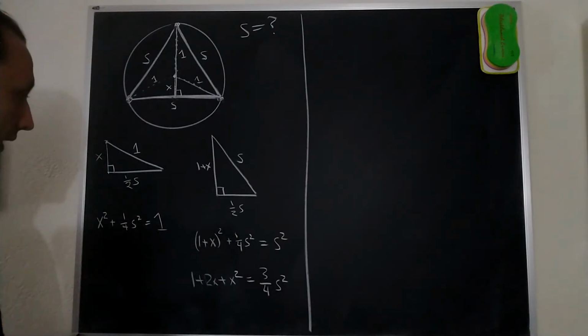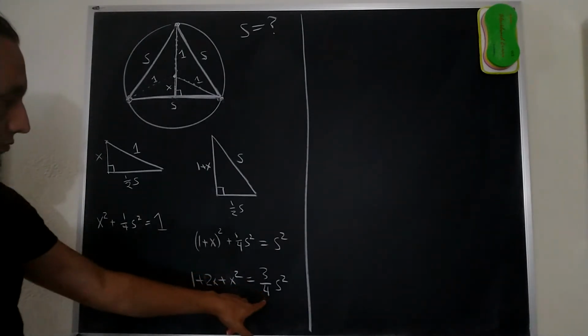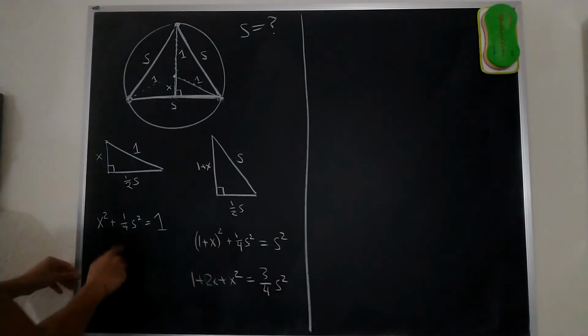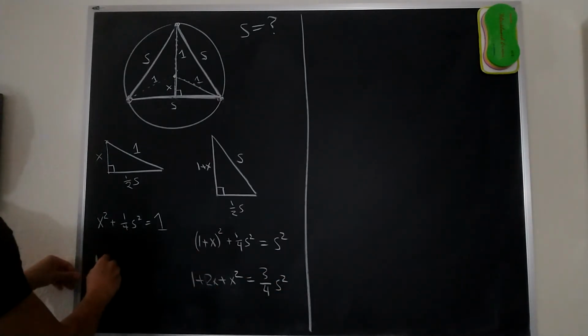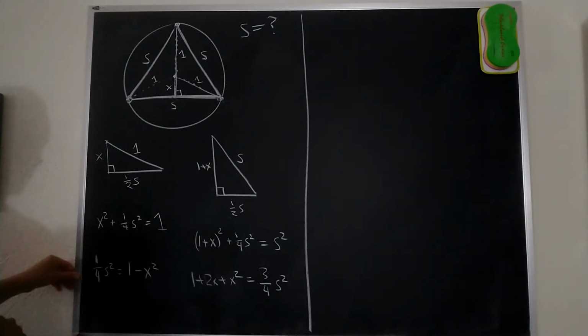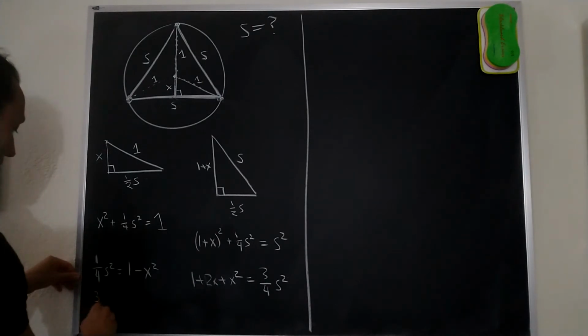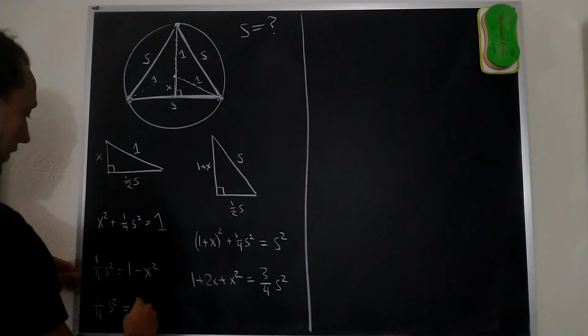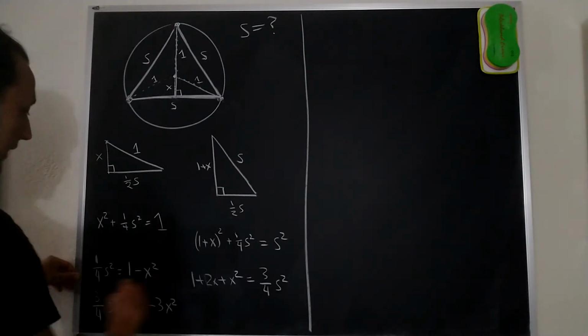So how can I do that? Well, look, I have 3/4 s squared over here. And if I look over here, I can isolate 1/4 s squared is equal to 1 minus x squared, just by moving the x squared over. So 3/4 s squared, according to this equation, is equal to 3 minus 3x squared.